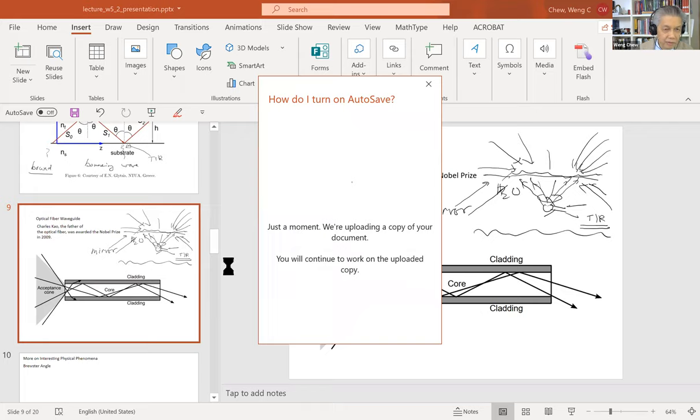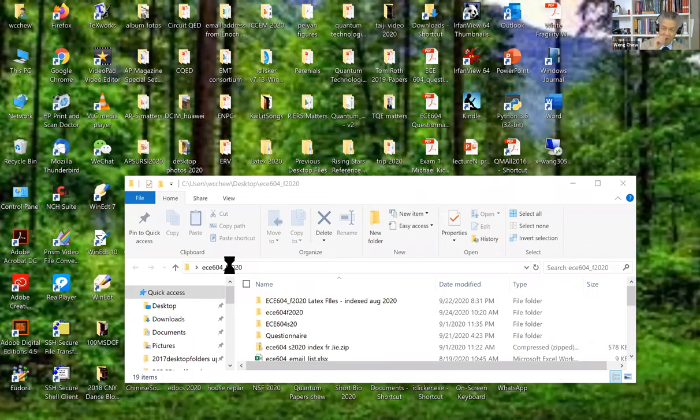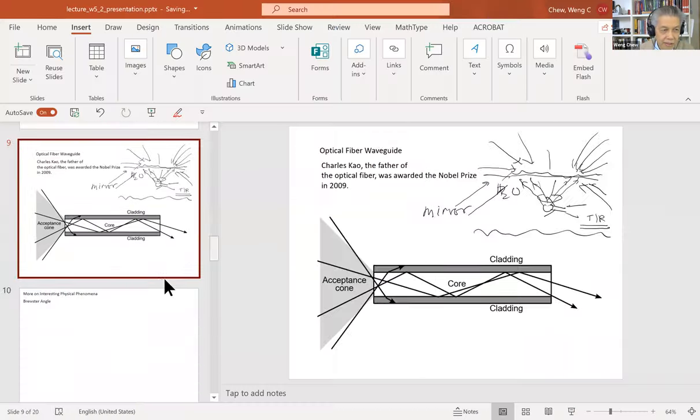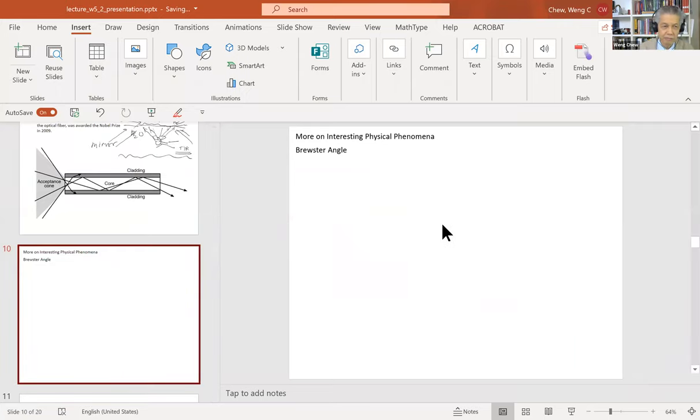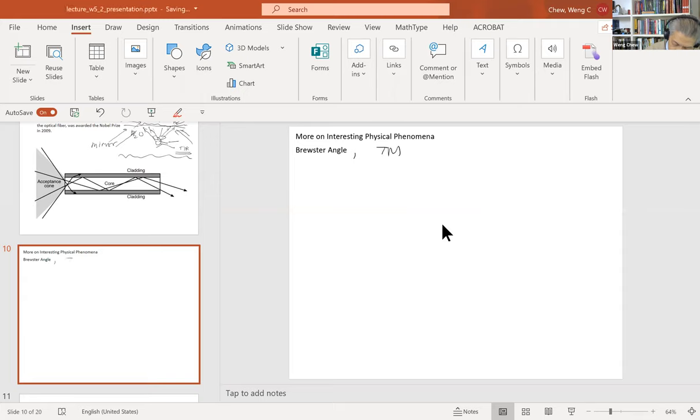Okay, then we will move on to other interesting phenomena that we can find with a single interface problem. Let's see what else we can study. The next thing I'd like to talk about is the Brewster angle. Brewster angle is something interesting that happens mainly to TM polarization.